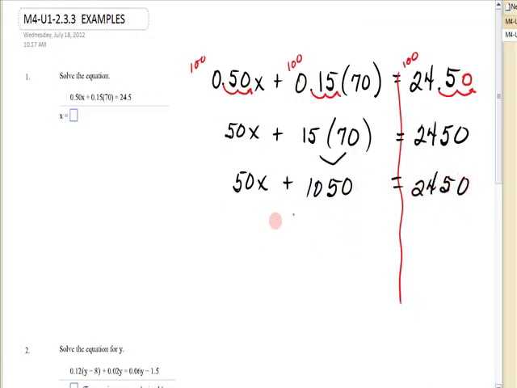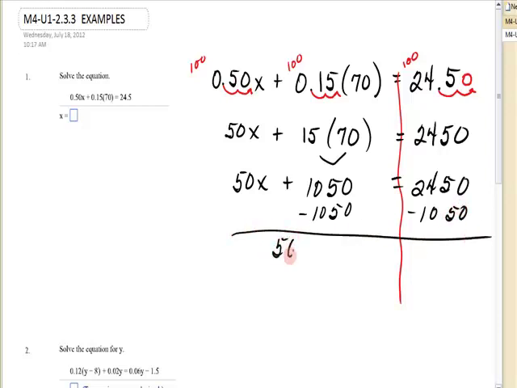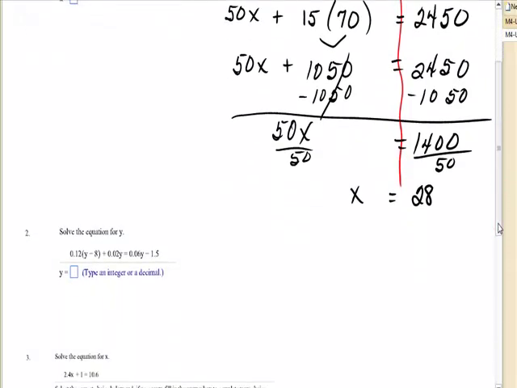All right, I don't have variables on both sides. It's over here, so I'm going to subtract the 1050. And I have 50x is equal to 1400. Divide by 50. And that gives me that x is 28. It's a little easier if you get rid of the decimal fractions. You could do the problem with the decimals in it, but in this lesson I'm trying to show you what to do if you want to get rid of those decimals.